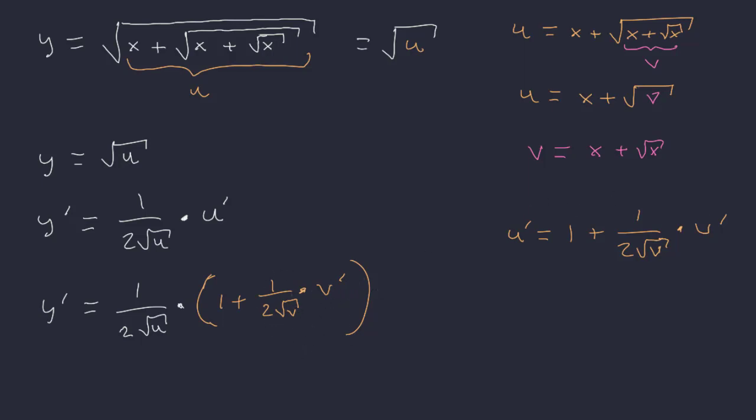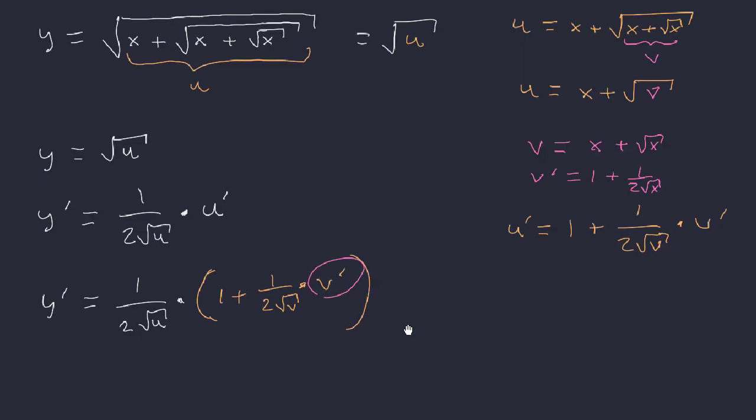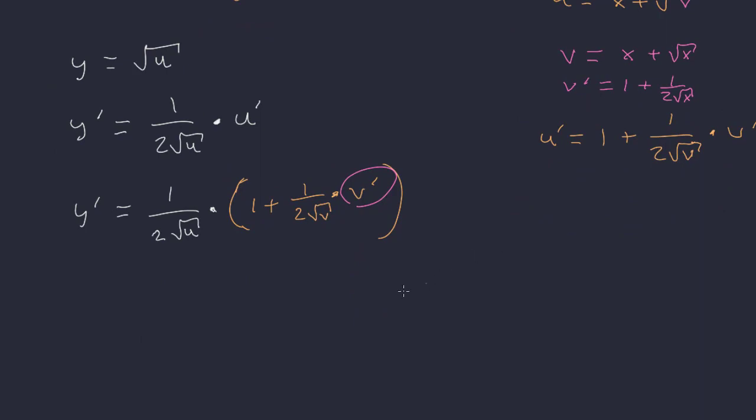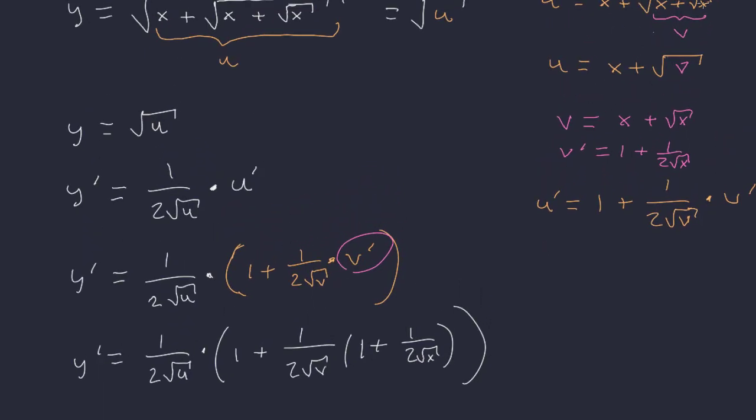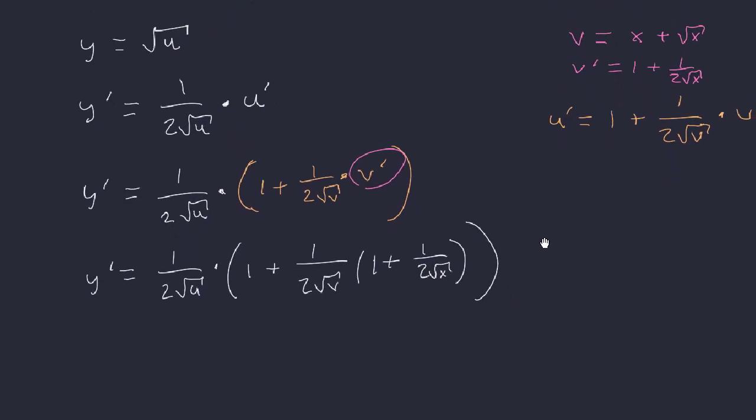And now v prime we can calculate. V prime will be 1 plus 1 over 2 root x. So we can plug that in right there. Okay, so the v prime gets replaced with a 1 plus 1 over 2 root x. Okay, and I did it again. That should be a v. Okay, and so now we can plug in the other things. We can plug in the u, that original u, and basically get back to our x's.